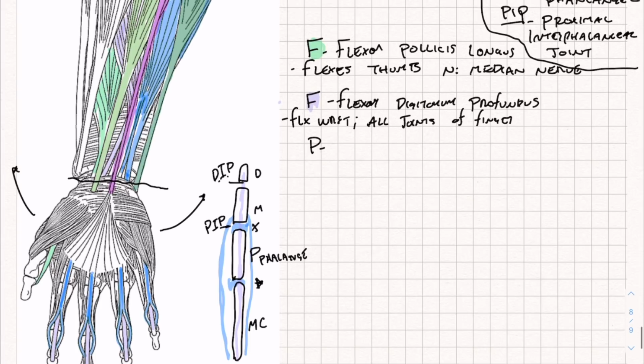This one has a weird innervation as well. So the nerve for this, half of it is the ulnar and half of it is the median. So it's kind of a weird innervation there. Two nerves innervate the one muscle.